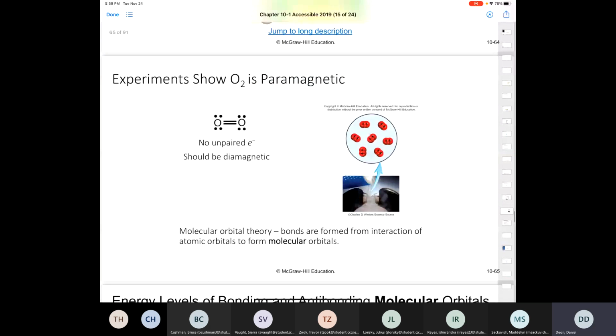Now we're all the way to something new. So now we're going to switch from hybrid orbital theory to MO theory, or molecular orbital theory.